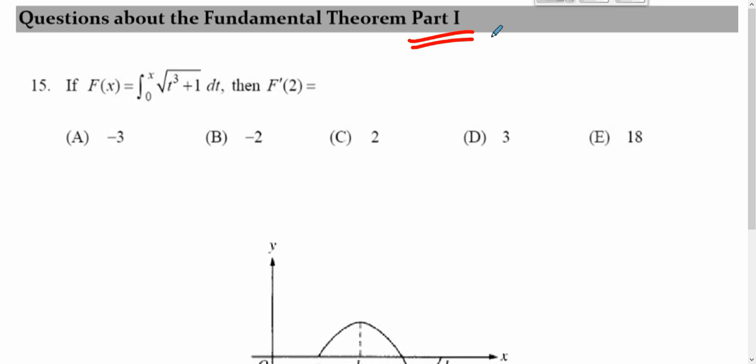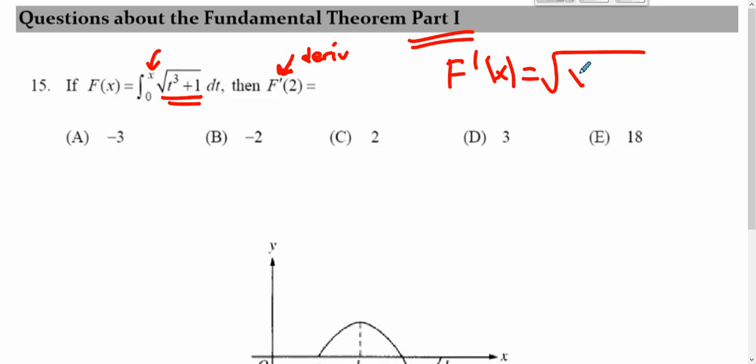This is a reminder about the Fundamental Theorem Part 1. The Fundamental Theorem Part 1 says if we're looking for a derivative, this is a derivative of an integral function where that's an x. The derivative of an integral from a number to x is this with that subbed in. So capital F prime of x is the square root of x cubed plus 1. So capital F prime of 2 is the square root of 2 cubed plus 1. 8 plus 1 is 9. Take a square root.